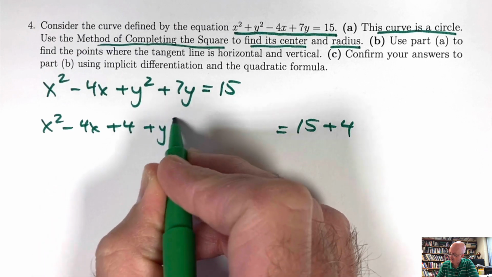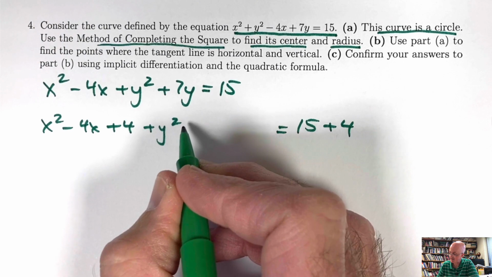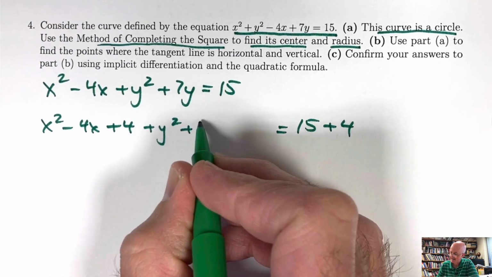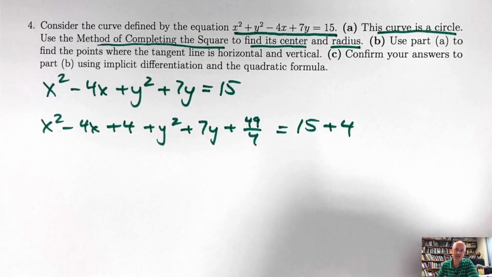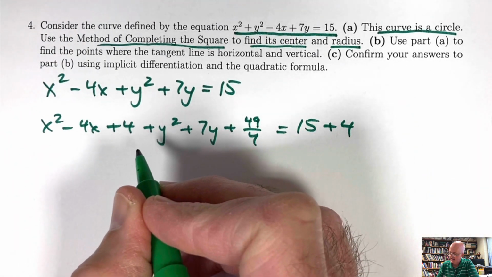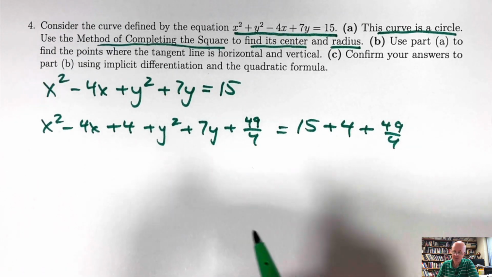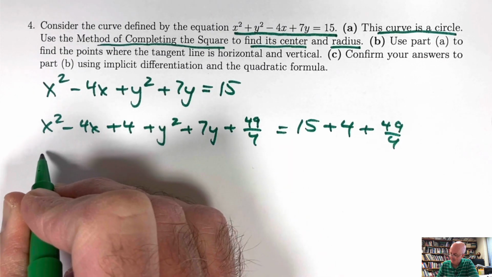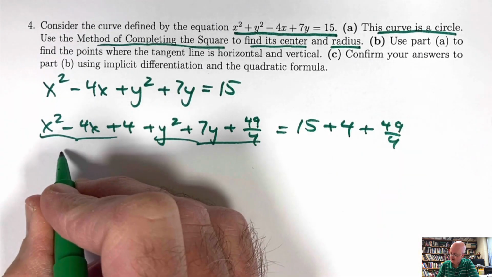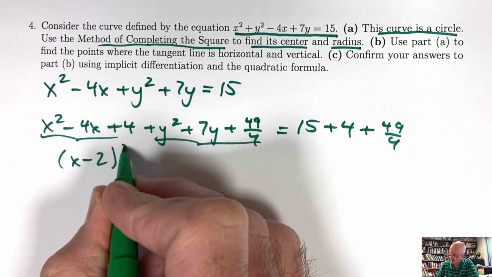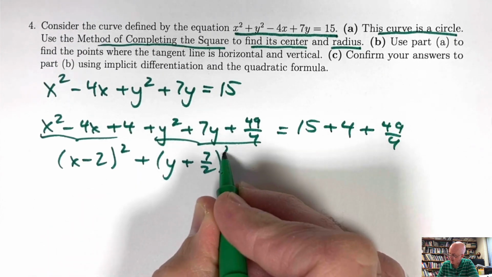Do the same kind of thing for y. Its coefficient for the linear term is 7. 7 divided by 2 is 7/2. 7/2 squared is 49/4. So we got some fractions. Okay, we can handle it. And I've got to add that on the other side too. Okay, so this is not super simple. We're dealing with fractions here. These two now become perfect squares. That's the magic of completing the square. This becomes x minus 2 quantity squared. This one becomes y plus 7/2 quantity squared.